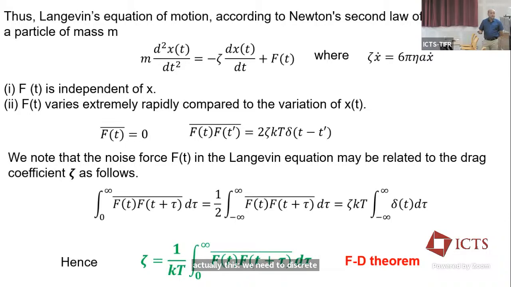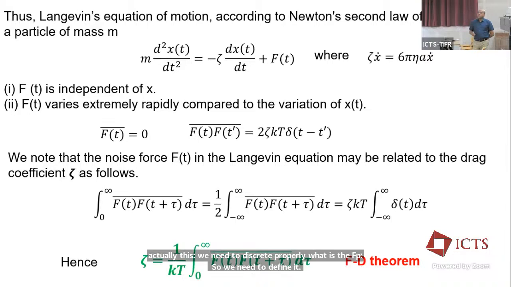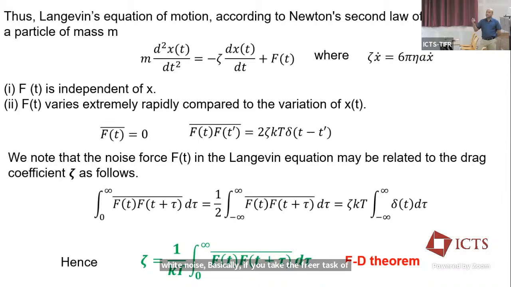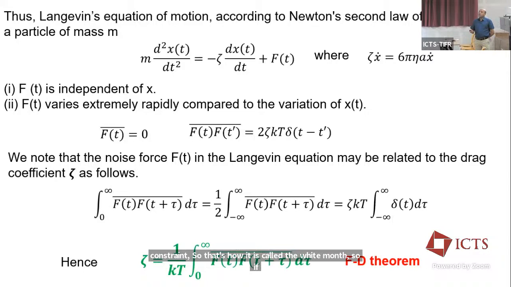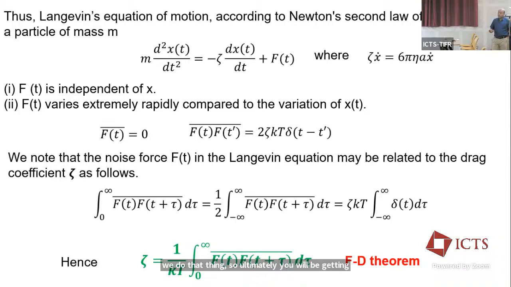This F(t) is a random force, that is true, and F(t) is independent of x, as we have already discussed. But F(t) has some other statistical properties: its mean is zero, and it is delta function correlated. If we have delta function correlated Gaussian white noise and take the Fourier transform of that delta function, you will always get a constant. That is why it is called white noise. So this noise is Gaussian white noise.